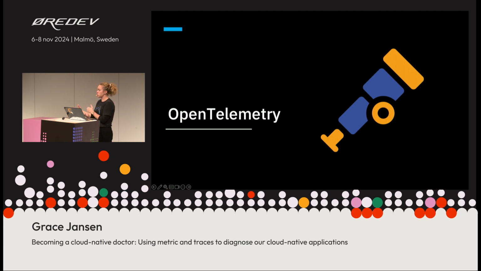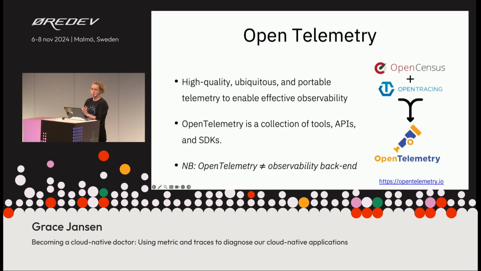And if a company chose to switch observability backends, it means they'd have to re-instrument all of their code all over again to go to this new observability backend. So the community realized this, and it started to create open source standards. When it first started this, it created two. There was Open Census and Open Tracing.